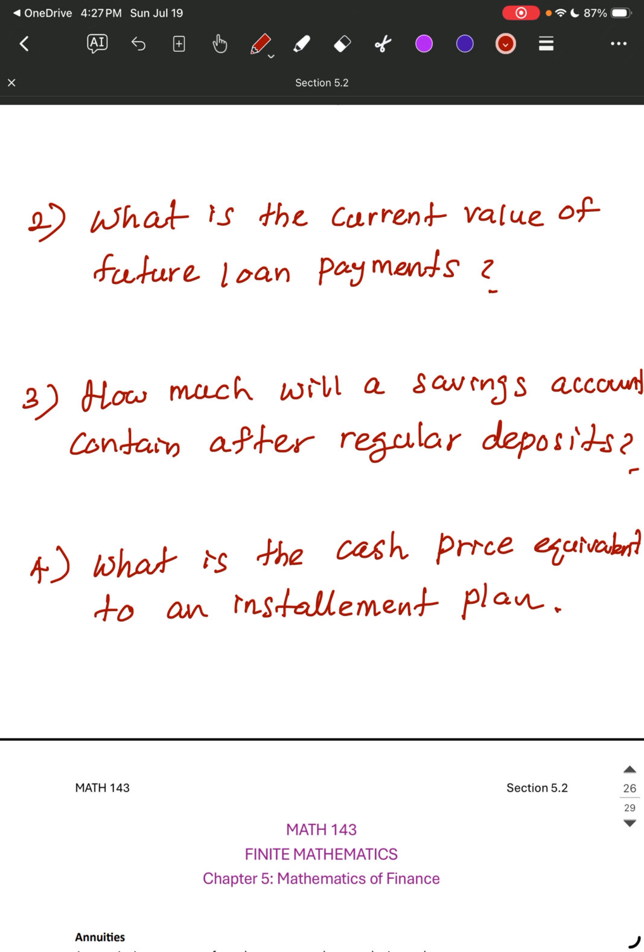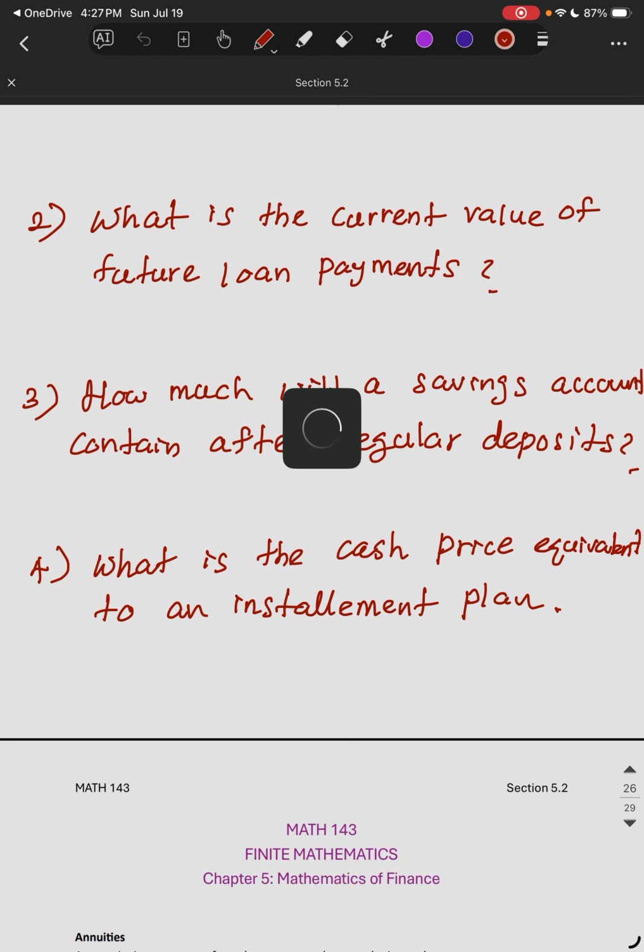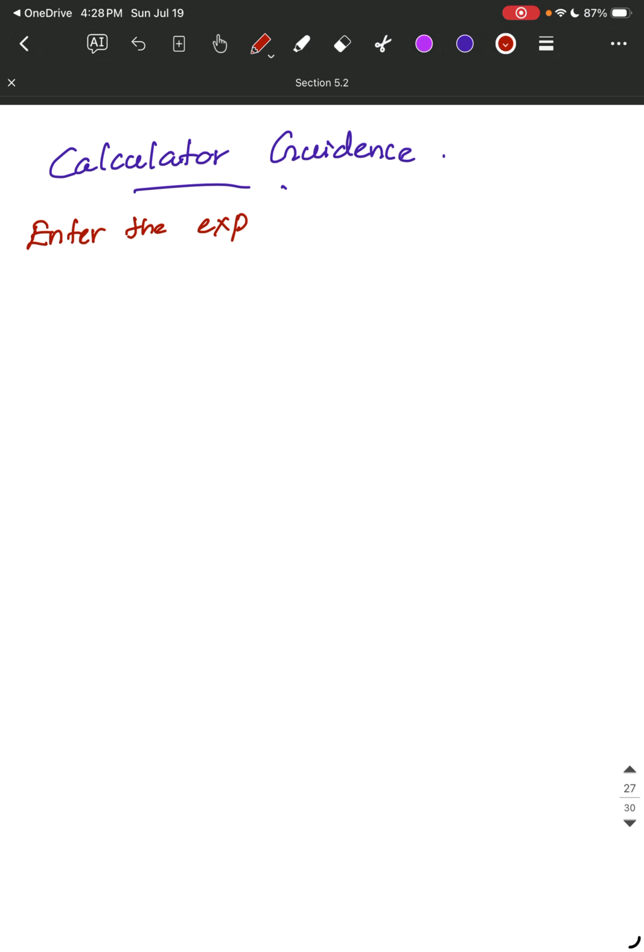So I would be happy to give you some calculator guidance. Enter the expression in separate parts when necessary.